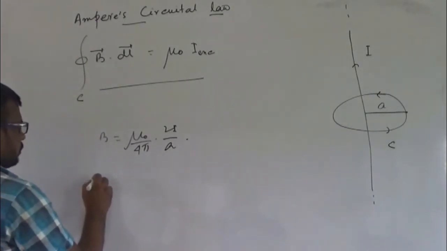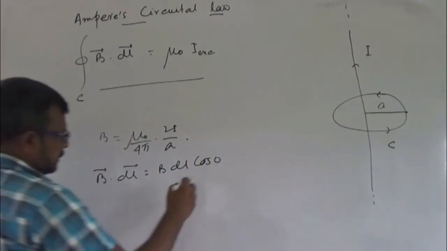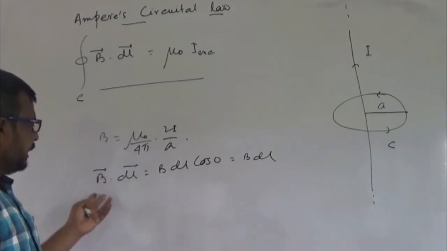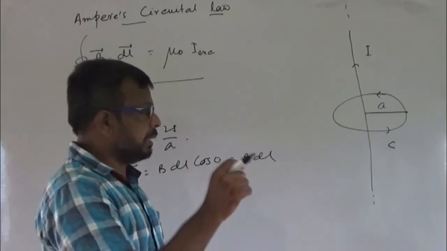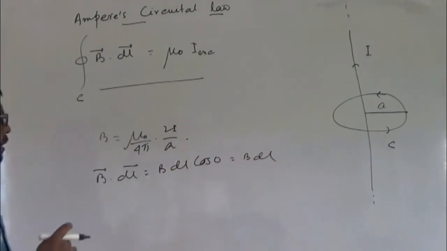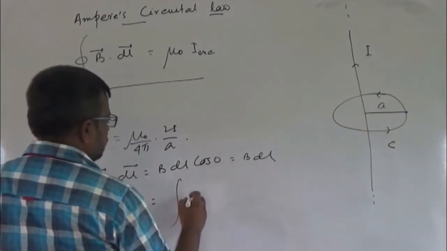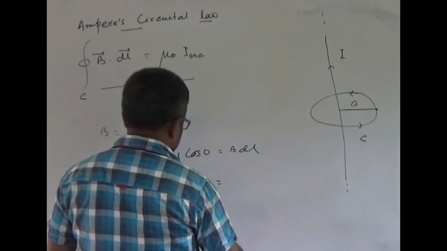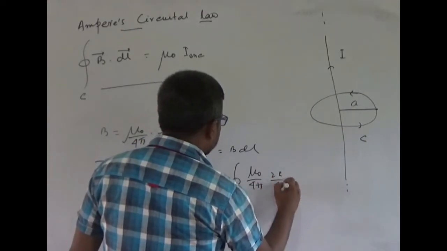Therefore, we can say B dot dl is equal to B dl cos 0, that means B dl, since in every dl element, B and dl are parallel. The magnetic field is always parallel to the line element, that is dl. That's why we have written B dl into cos 0, that is B dl. Therefore, if we calculate the closed integration of B dl over C, it equals the closed integration of mu naught by 4 pi, 2I by a, into dl.